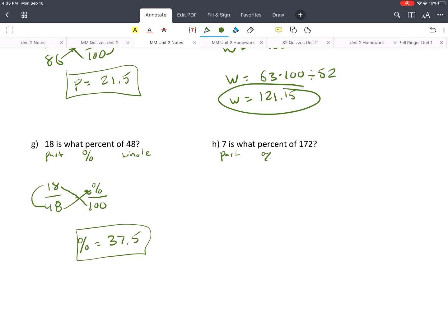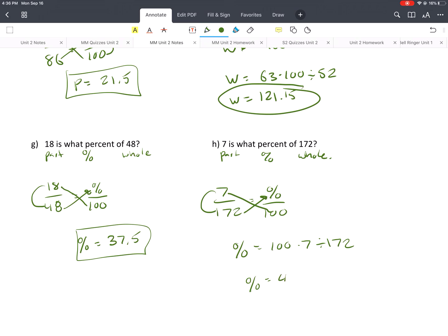Part, percentage, whole. 7 over 172 equals percent over 100. We'll multiply, divide to give us our percentage. 100 times 7 divided by 172, and that gives us 4.1%.